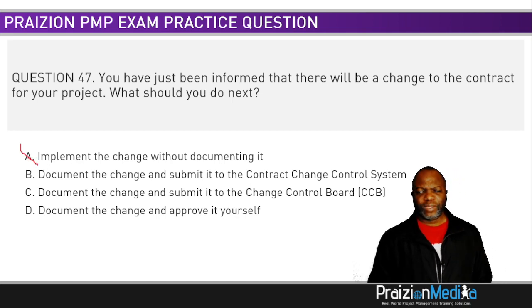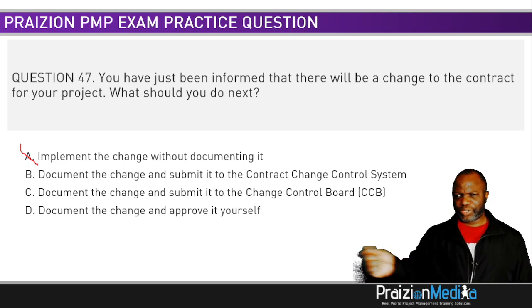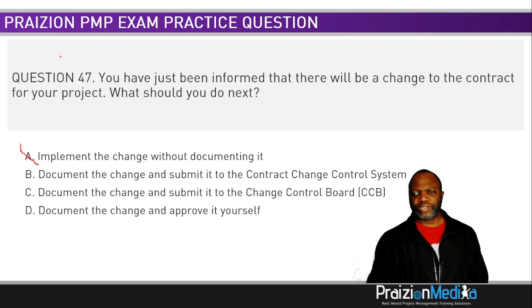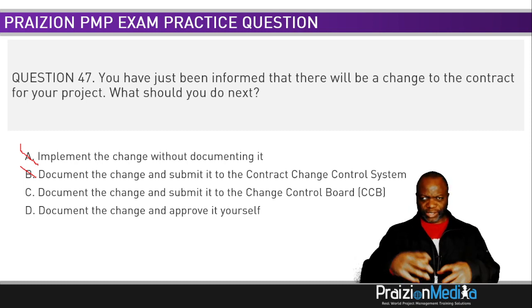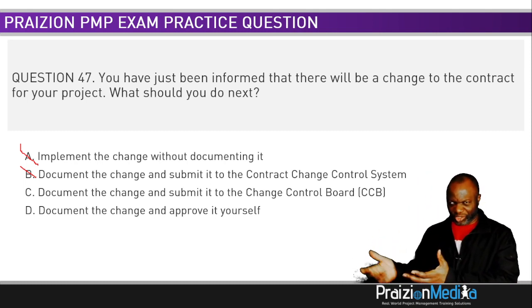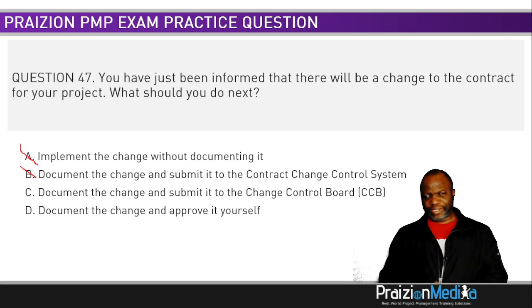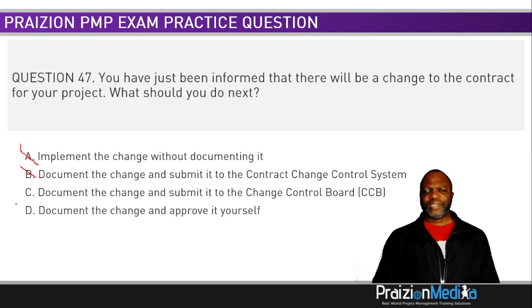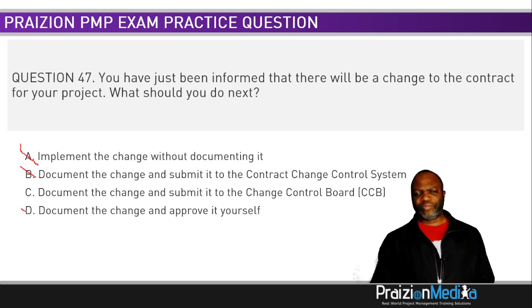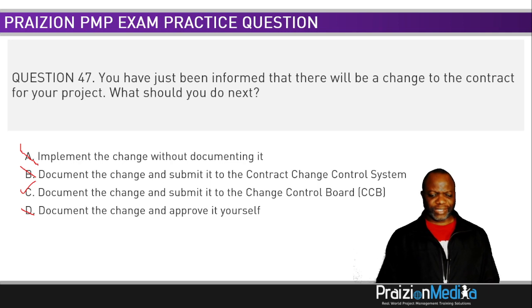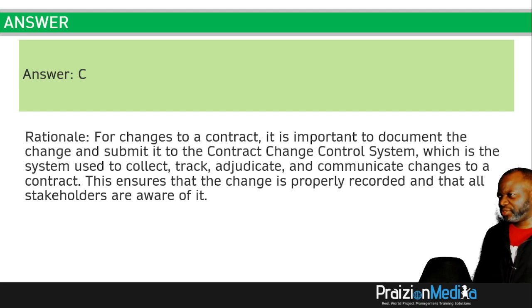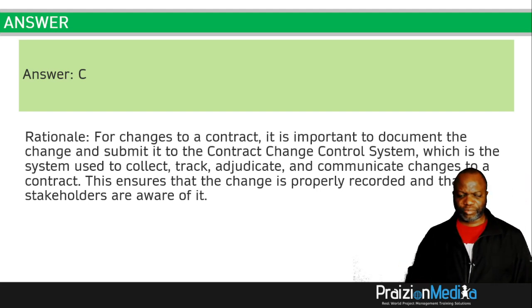Then you cancel A. Just so you know, on the exam, you can also use this crossing out functionality. It's there in the tools. You wouldn't document the change and submit it to the change control system. That doesn't make sense. Change control system is a collection of processes, so you can't submit a change to a system, right? C, submit the change to the change control board after documenting it. Sounds plausible. D, document the change and approve it yourself. Doesn't make much sense. And that's why the best answer to this, my friends, is C, right? Changes in the world of PMI, predictive project management, they go through the change control board.